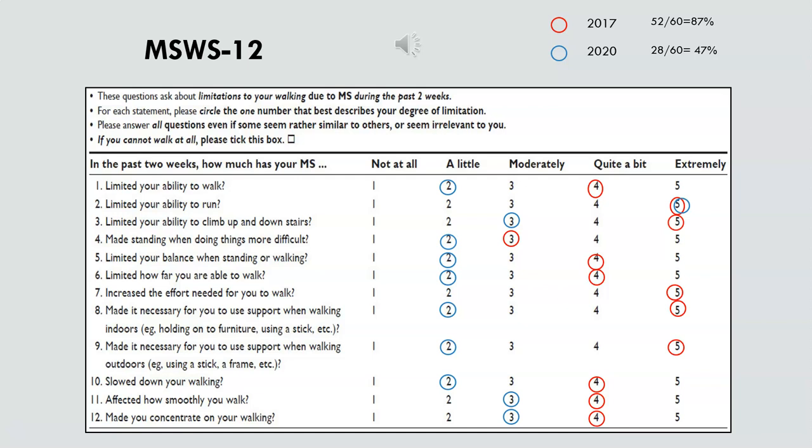The drawbacks to using this tool, of course, is that it's self-report. So if the patient does not have an accurate perception, if their perception does not match what their functional mobility actually is, then that kind of negates the validity of their report. So that's certainly something to keep in mind.